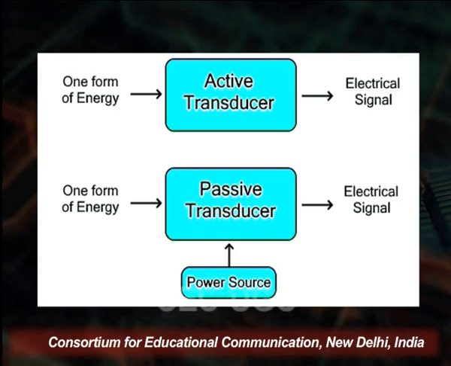Now, you see here on the screen that one form of energy is converted into the electrical signal, that is the active transducer. But in the case of the passive transducer, you see power sources are used to convert one form of energy into another, the electrical signal.